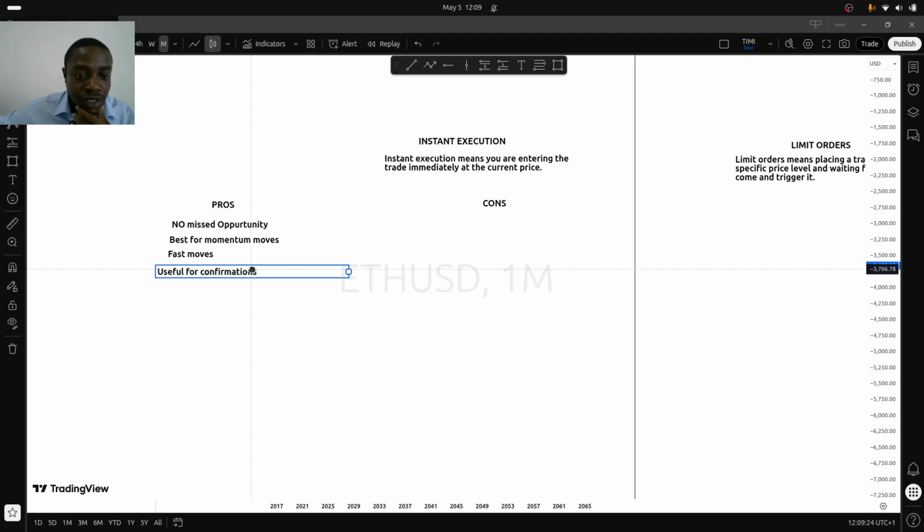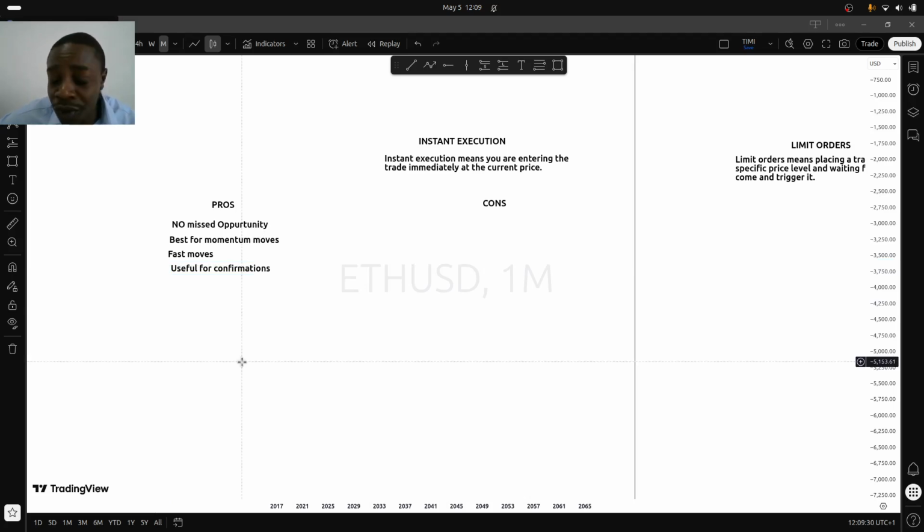And the last one that I want to talk about is that it is useful for confirmations. Price, you have to wait for your pattern to form or whatever. After waiting for all of those things, immediately price is at your POI, you just click the button. So it is useful for confirmations, because you can picture what the market is doing on the higher time frame, then move lower to get a nice entry. So those are some of the pros.